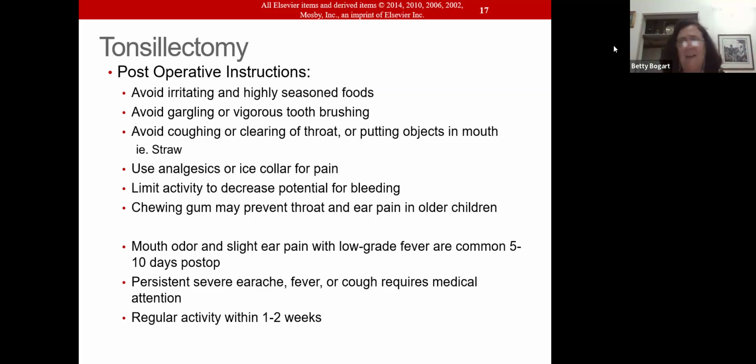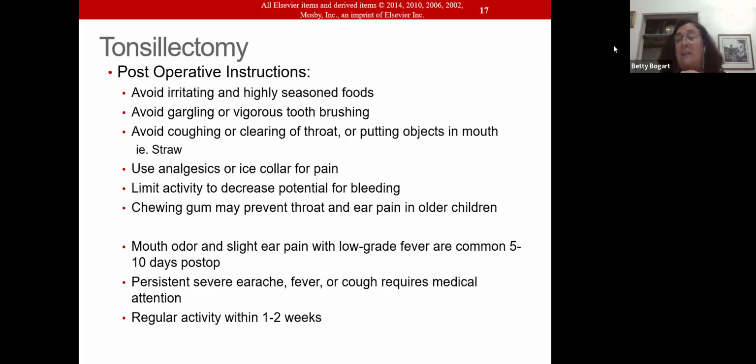Now, remember tonsillectomies, adenoidectomies. They literally take a scalpel and cut the tonsils and adenoids out, and they cauterize the area. So postoperatively, there's a big scab that's left. That's why nothing in the mouth, no coughing, whatever, it could irritate that scab. So these children do need to rest for a week or two because all of those things can cause them to bleed.